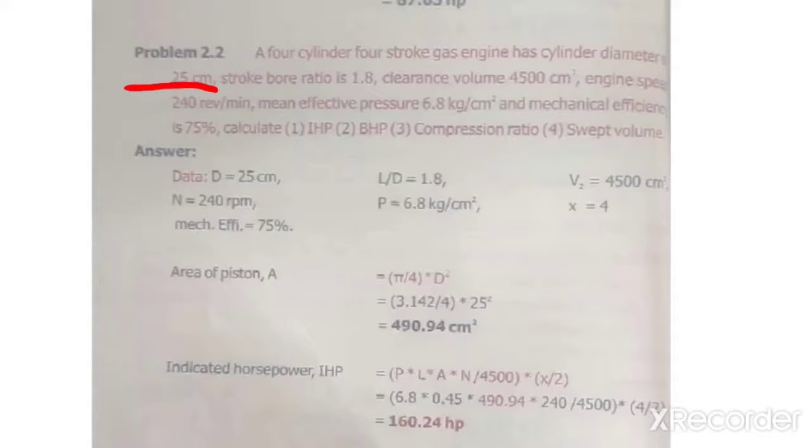It means capital D is equal to 25 centimeter. Then stroke bore ratio means L by D, that is 1.8. Then clearance volume, that is 4500 centimeter square. Okay, it is represented by V2. Then engine speed is equal to 240 revolutions per minute, so N is equal to 240 revolutions per minute.